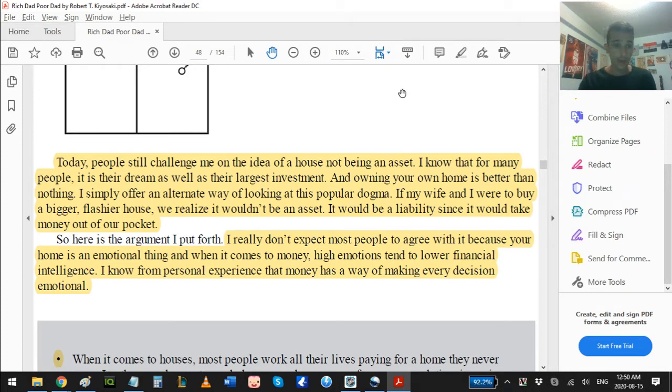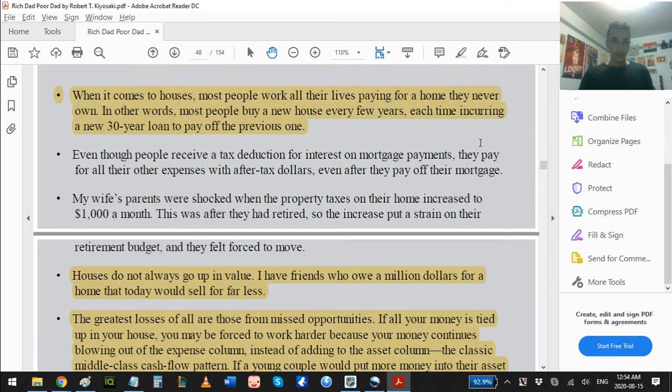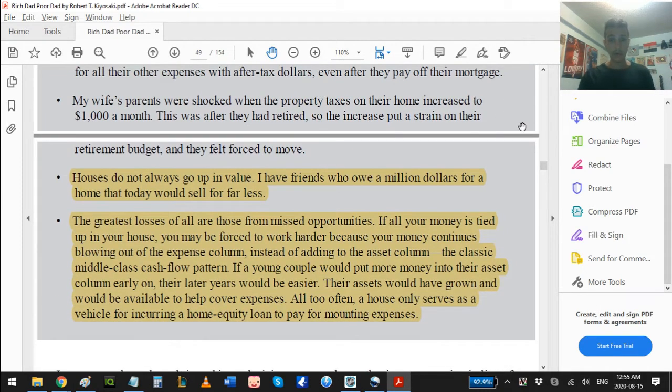If my wife and I were to buy a bigger, flashier house, we realize it wouldn't be an asset. It would be a liability since it would take money out of our pocket. When it comes to houses, most people work all their lives paying for a home they never own. In other words, most people buy a house every few years, each time incurring a new 30-year loan to pay off the previous one. Houses do not always go up in value. I have friends who owe $1 million for a home that would today sell for far less. And the greatest losses of all are those from missed opportunities.